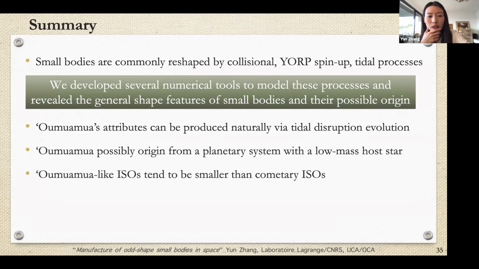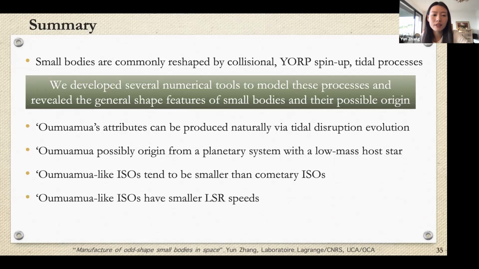And because Oumuamua-like interstellar objects need to experience a tidal downsizing process, they will tend to be smaller than cometary interstellar objects like Borisov. Also due to their small size, they usually will have a smaller local standard of rest speed. And in our final remark, we would like to remind that life proliferation around this galaxy is also possible by these interstellar bodies.